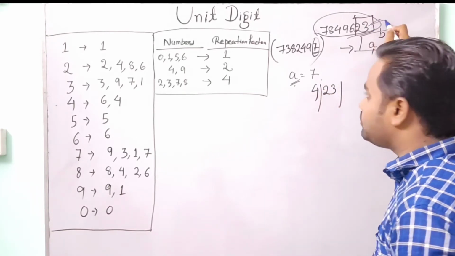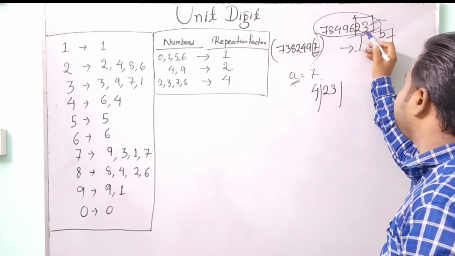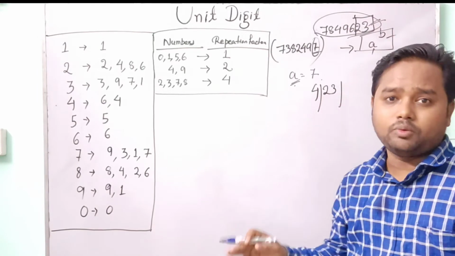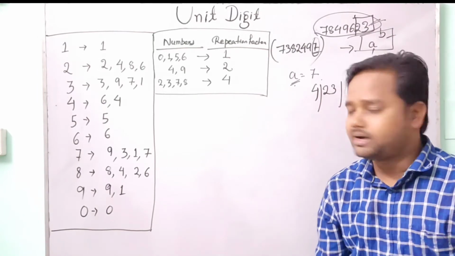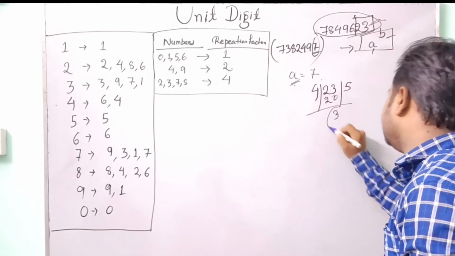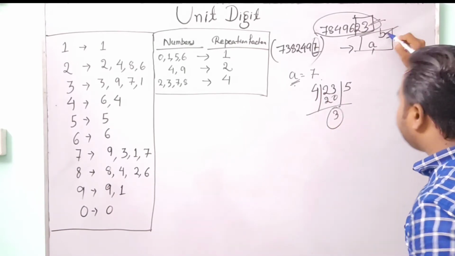From the last 2 digits, we have to divide by the repetition factor of a. That means 23 is divided by 4. In the division, we don't require the answer. We only require the remainder part. Here 4 into 5 is equal to 20 and the remainder is 3. The remainder is itself b.